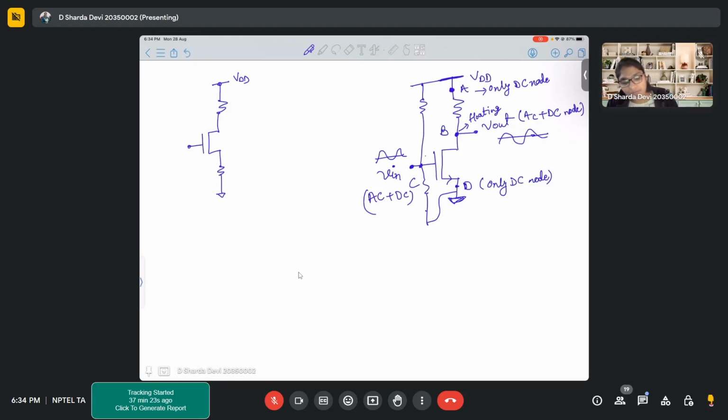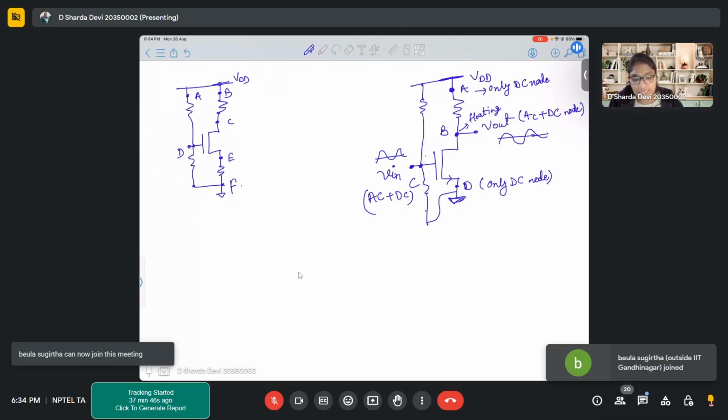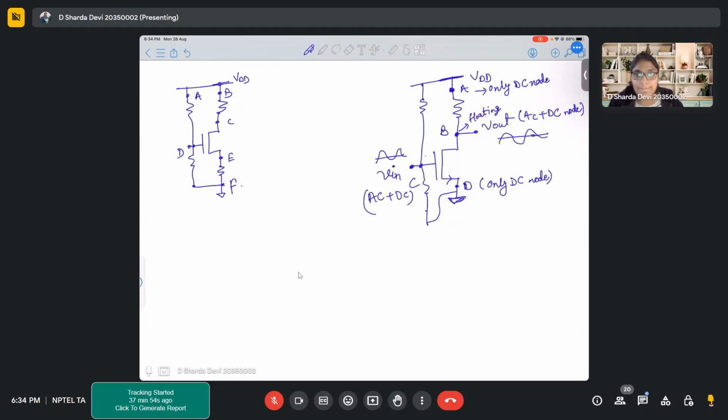Now, coming to the second circuit, this is the basic source degenerate circuit, right? Again, how many nodes do we have? Let's just mark all the nodes: A, B, C, D, E, and F. Now, out of these nodes, how many are AC nodes and how many are DC nodes? C, D, and E will be AC nodes. Why? Because these are floating nodes. So whenever you see a floating node, that node can be considered as an AC node. And other than that, all the nodes which are fixed are DC nodes.